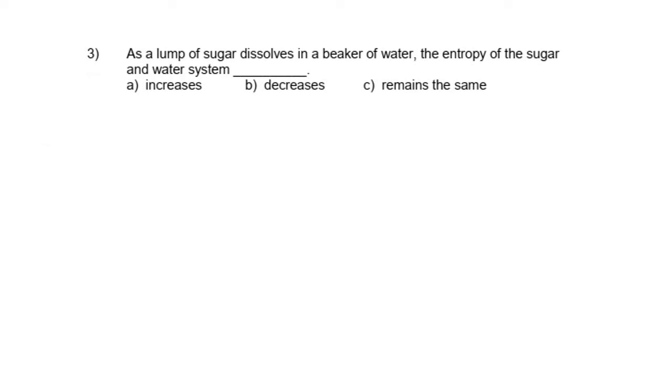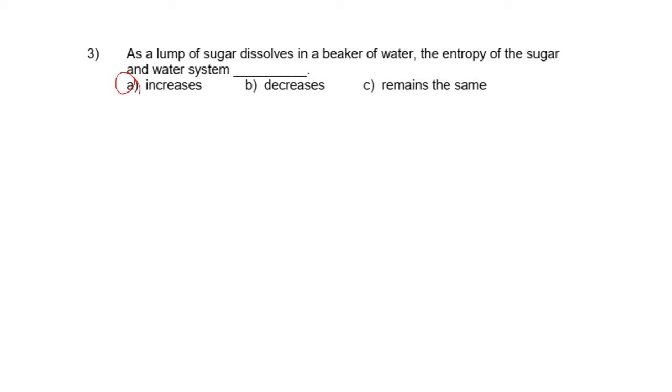So now let's take a look at the next couple of questions, which deal with our entropy, which remember is our measure of disorder or our sloppiness. So if we look at number 3, as a lump of sugar is dissolved in a beaker of water, the entropy of the sugar and water system, the answer is A, increases.